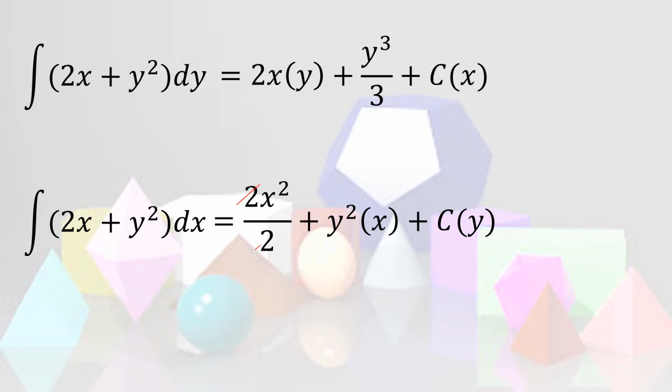And then we are going to simplify. We can cancel 2 and 2. So the final answer will be x squared plus y squared x plus c of y. So these are the basics in order for us to integrate properly using the double integral.